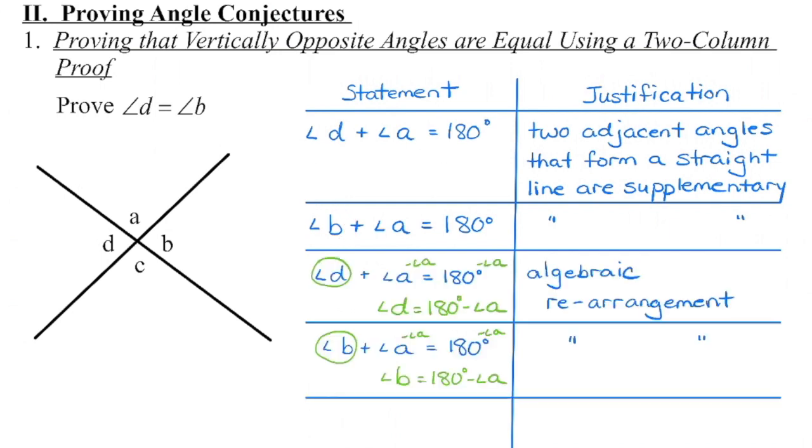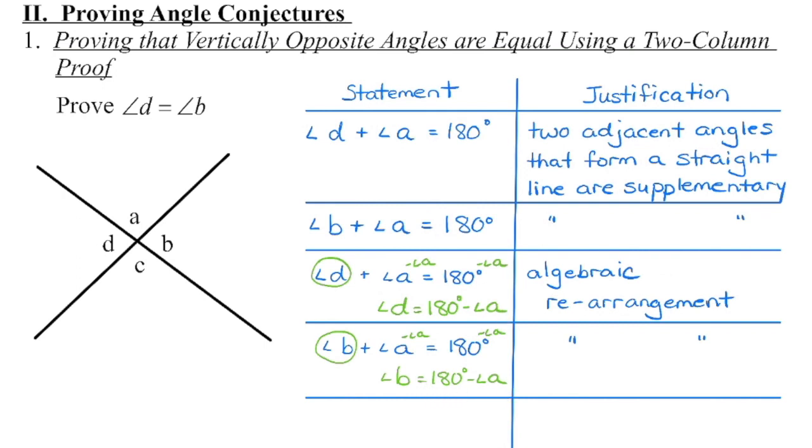I can isolate angle D by subtracting angle A from each side. So that's going to give me 180 degrees minus angle A on the right. And then similarly, I can isolate angle B by subtracting angle A from both sides. So now if I look at this, always go back. This is what we're trying to get to. I can see 180 degrees minus angle A and 180 degrees minus angle A.